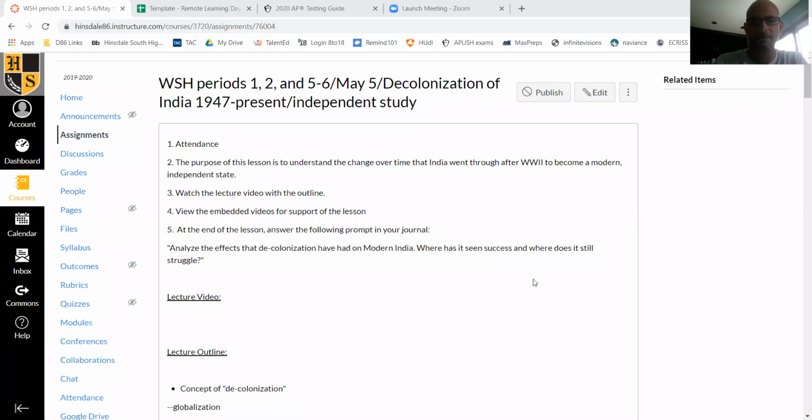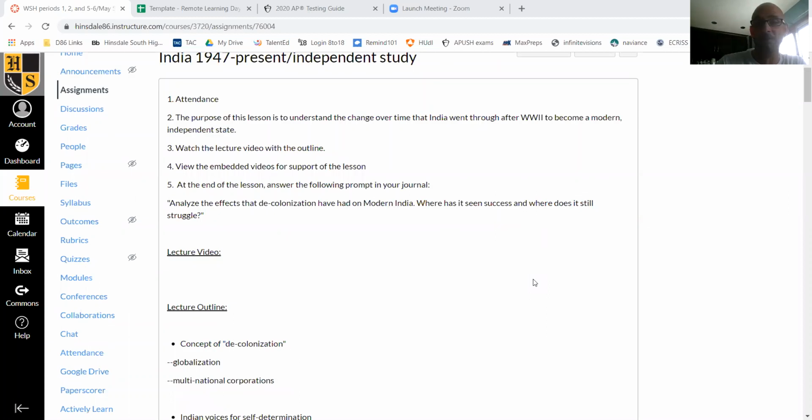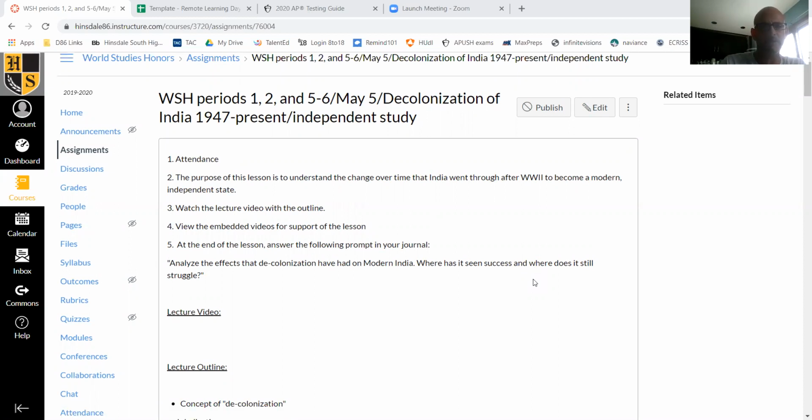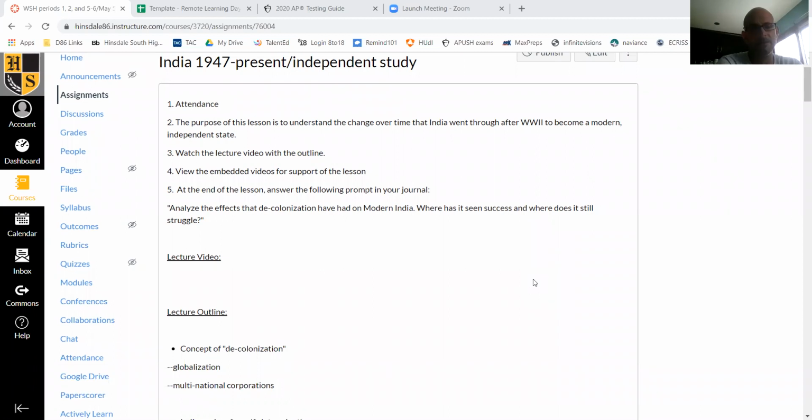Hey, okay, grasshoppers. As promised, this lesson is going to be about decolonization in India. And I would like to remind you as I go through this that you will have a response at the end. If you can see, I'm moving my cursor: analyze the effects that decolonization had on modern India. I want that written in your journal, but I do not want it sent to me immediately.